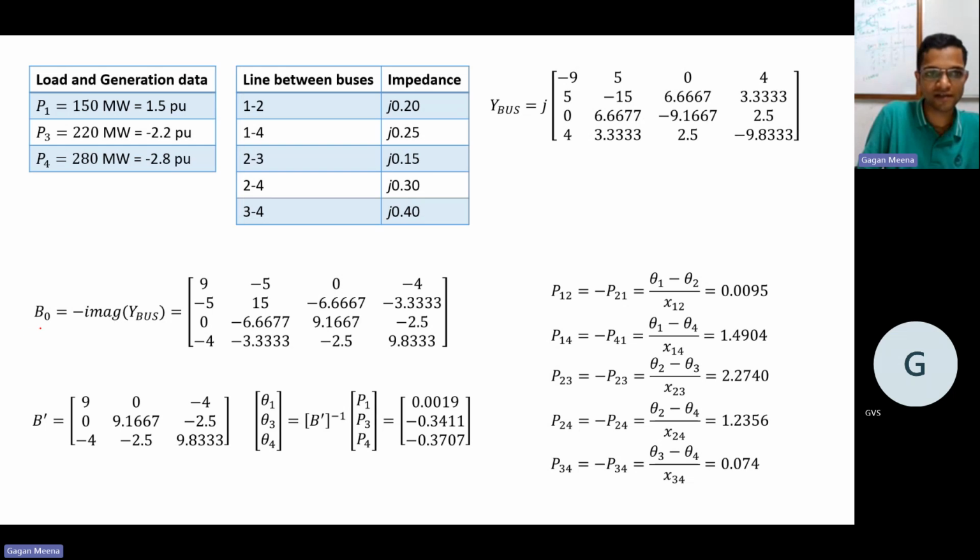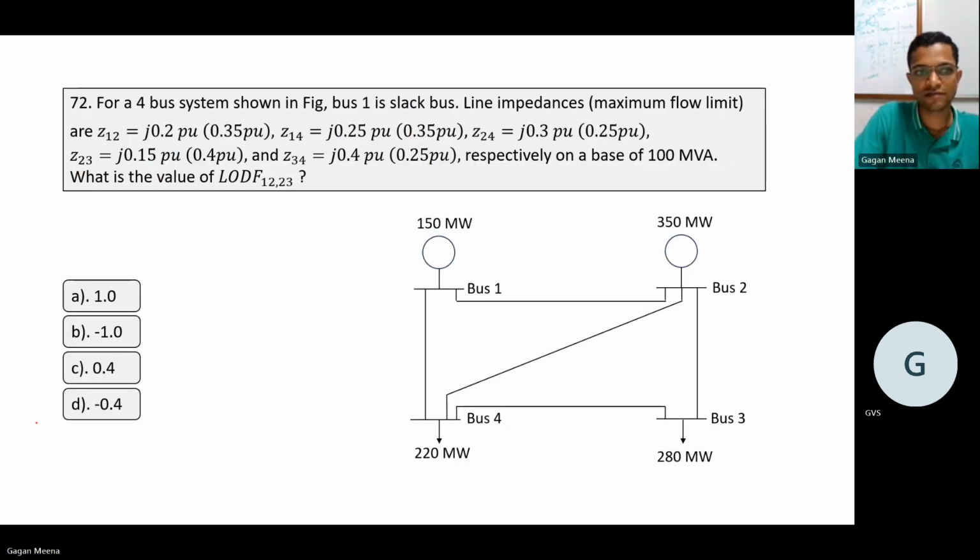Now B naught is the negative of the imaginary part of Y bus. So this is the same matrix which we also use in the DC power flow. We need this one, DC power flow. So this LODF and all these are based upon DC power flow because it is linear. We are able to use the principle of superposition. Now B dash reduced, same thing, we are using here.